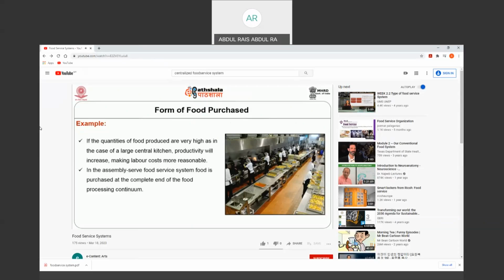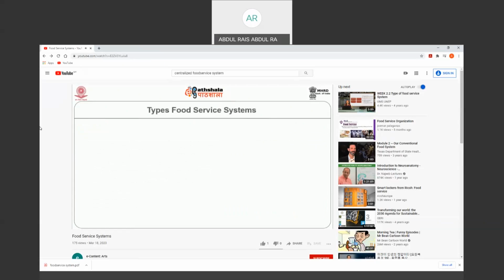In the assembly food service system, food is purchased at the complete end of the food processing continuum. That means food costs are high, but less labor is required, so labor cost decreases. Now let us go to the main body of our lesson, the different types of food service systems.